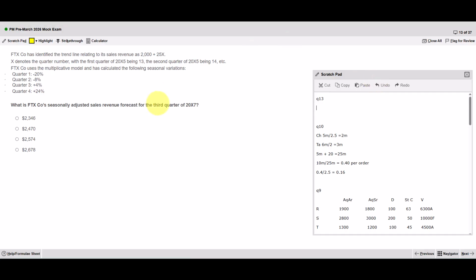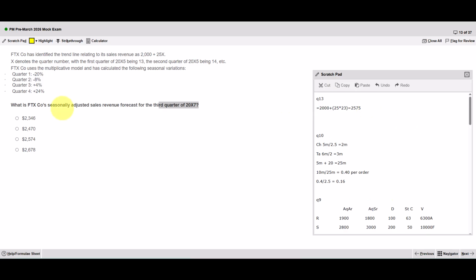We're looking for the third quarter of 20XT7. We've got the trend line. X is the quarter number. And if the first quarter of 20XT5 was 13, the third quarter of 20XT7 is when X is 23. So using the trend alone we end up with 2,575. I'm surprised that wasn't one of the distractors.